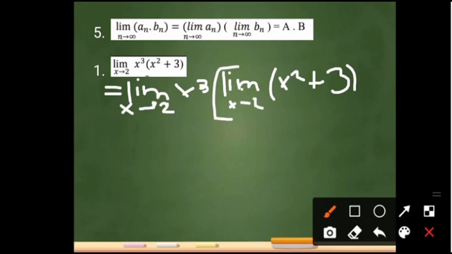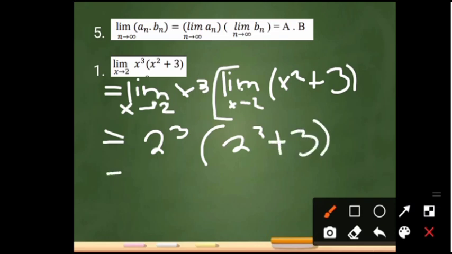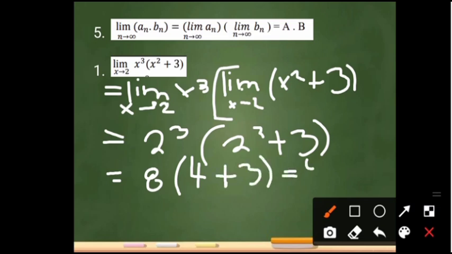So, substitute the value of x. So, 2 cubed times 2 squared plus 3. 2 cubed is 8, times 2 squared is 4, plus 3. So 8 times 4 plus 3 equals 8 times 7, which is 56. So, 56 is our answer.